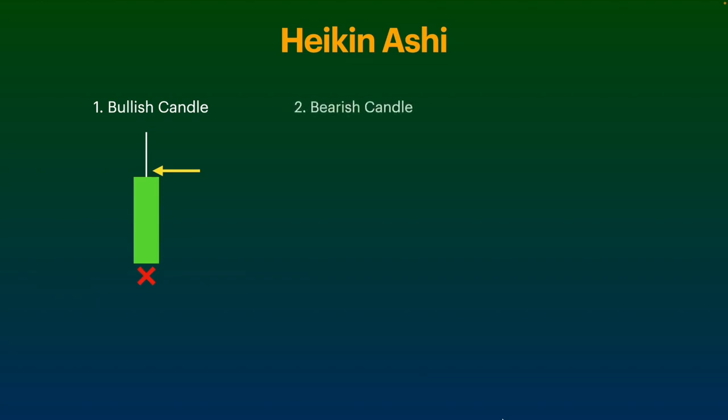Now the second type of candle is called bearish candle, and this is how it looks. A red candle with a huge wick at the bottom. And there should not be any wick at the top. When you see this kind of candle, we will look for selling opportunity.